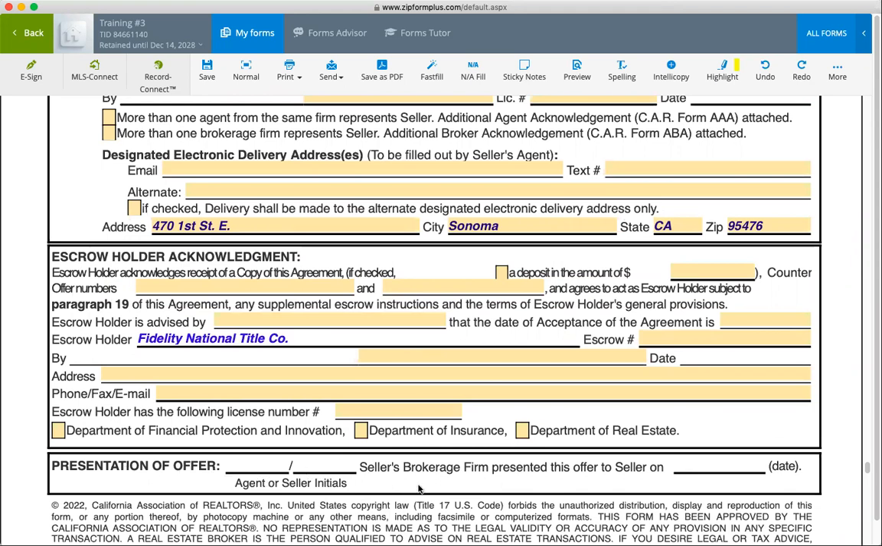This is something that was added a year or two ago, a presentation of offer. The seller brokerage firm presented this offer on such and such date. The buyer and the buyer's agent have a right to know that the offer was presented. So how do you show them that the offer was presented? You have your seller initial this part of it and fill in the date.